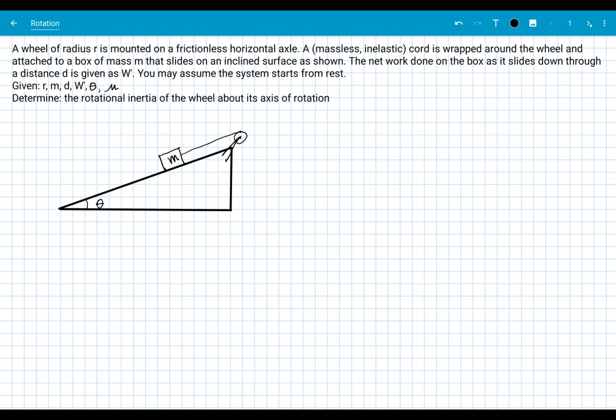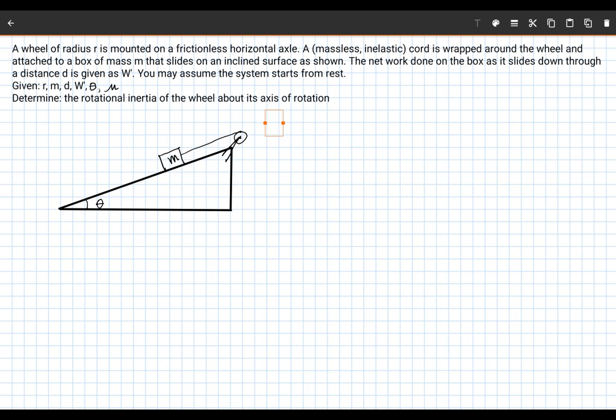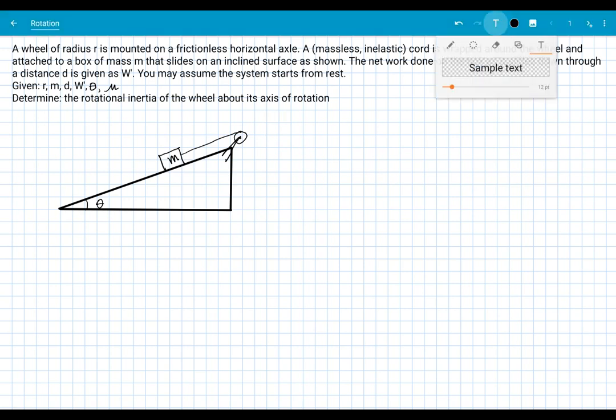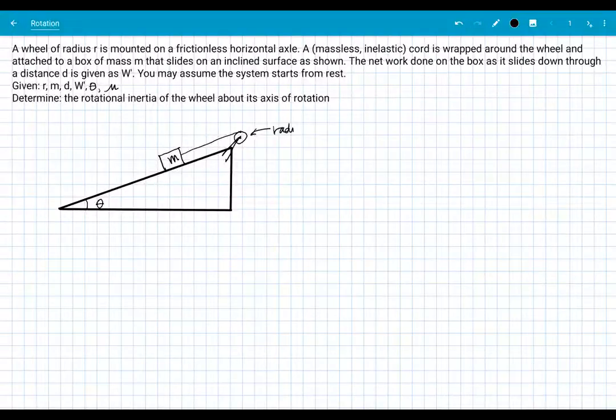All right, let's take a look at this problem. So in this problem we start out by describing for us a wheel of radius r that's mounted on a frictionless horizontal axle. So that's the pulley wheel. And what we're told about this wheel is that it has some radius r. So let's label that. We know it has some radius r, and it's on a frictionless axle.